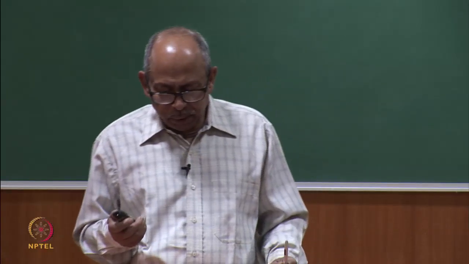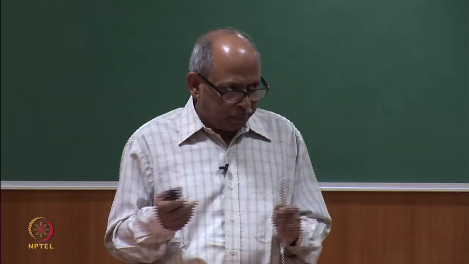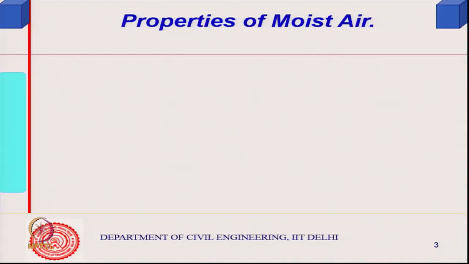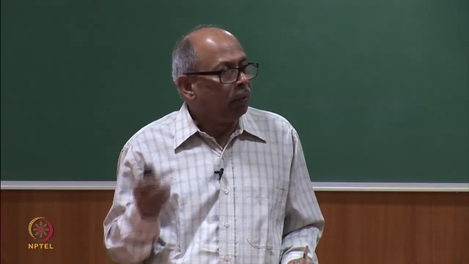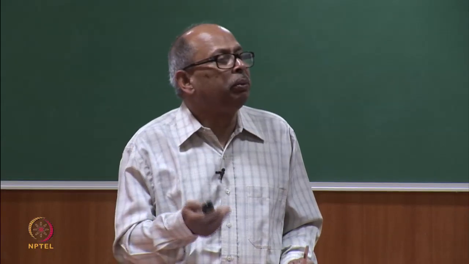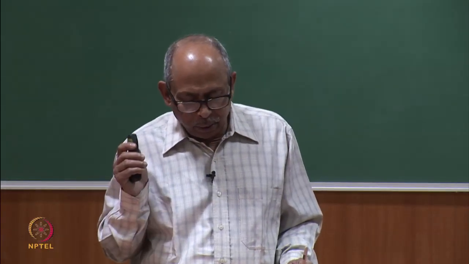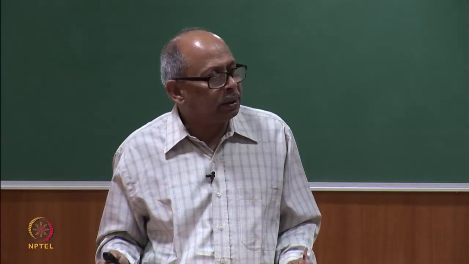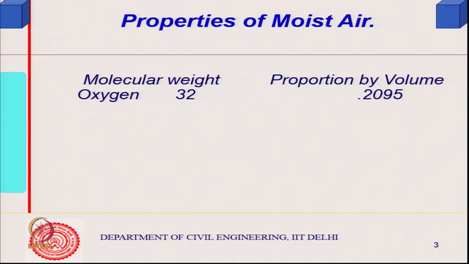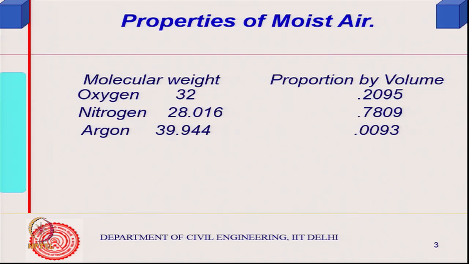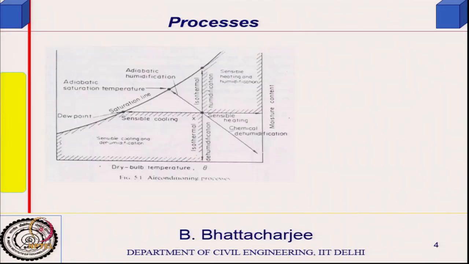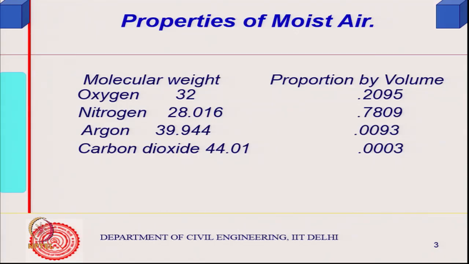Okay. So, we can now look a little bit into the properties of moist air and how you calculate them. Now, if you look at air, because the density would be needed all the time, we know that oxygen is around 20 to 21 percent proportion by volume, and nitrogen, the molecular weight is this, argon is this much, and then carbon dioxide is this much. So, the total overall molecular weight one can calculate, right, from the proportions.